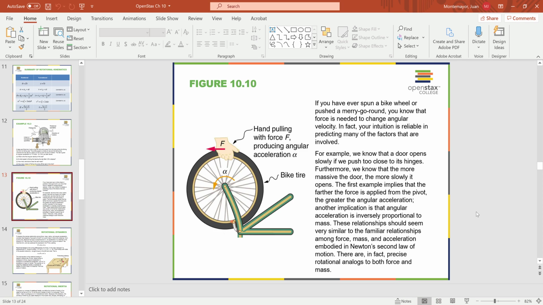If you have ever spun a bike wheel or pushed a merry-go-round, you know that force is needed to change angular velocity. In fact, your intuition is reliable in predicting many factors that are involved. For example, we know that a door opens slowly if you push it too close to its hinges. Furthermore, we know that the more massive the door, the more slowly it opens. The first example implies that the farther the force is applied from the pivot, the greater the angular acceleration. Another implication is that the angular acceleration is inversely proportional to its mass. These relationships should seem very similar to the familiar relationships among force, mass, and acceleration embodied in Newton's second law of motion. There are, in fact, precise rotational analogs to both force and mass.